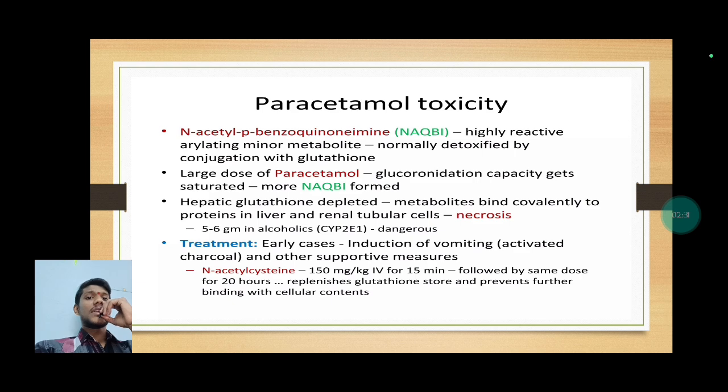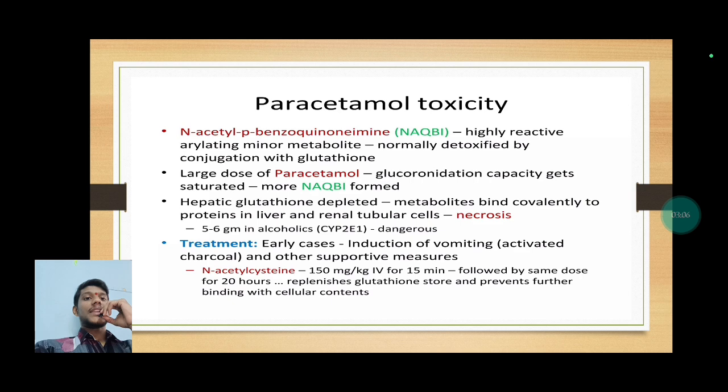But when we consume a large dose of paracetamol, glucuronidation capacity gets saturated and more NAPQI forms. The hepatic glutathione is depleted. Metabolites bind covalently to proteins in the liver and renal tubule cells, which causes necrosis of these cells. 5 to 6 gram in alcoholics is very dangerous.